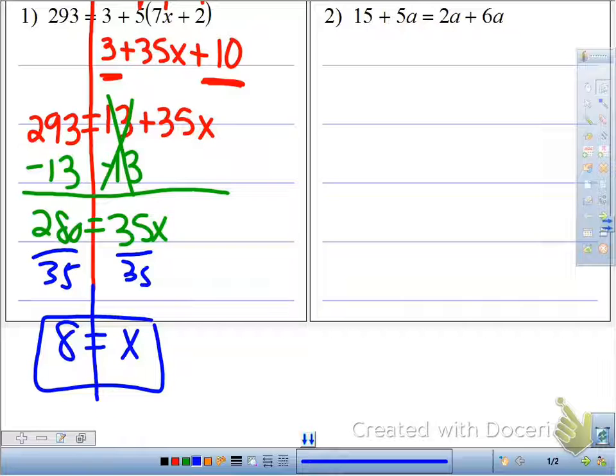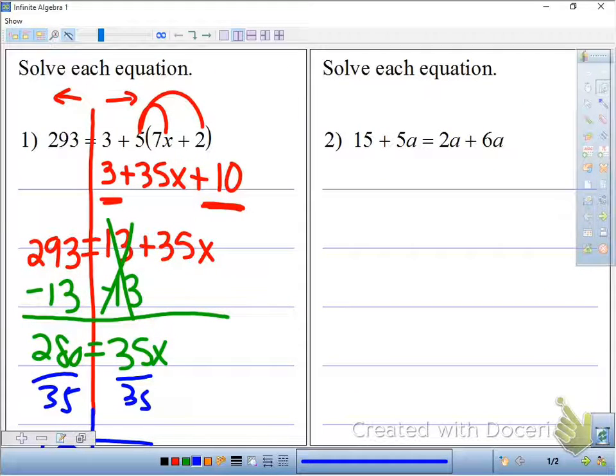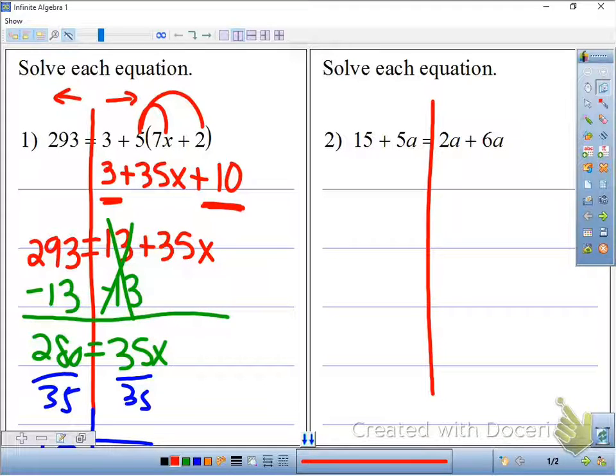Okay. Number 2. Similar idea, but on this particular one, it's a slightly different problem. First thing, there's my equal sign. I want to make sure I simplify first, so I look at the left side. I am unable to add a 15 and a 5a. Those are not like terms, so I cannot add those together. So the left side's done. I go to the right side.